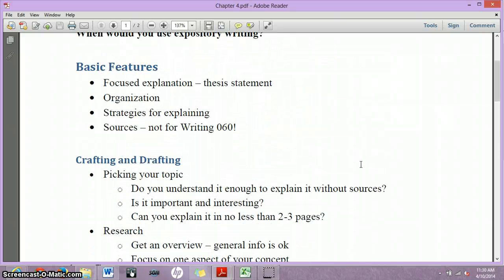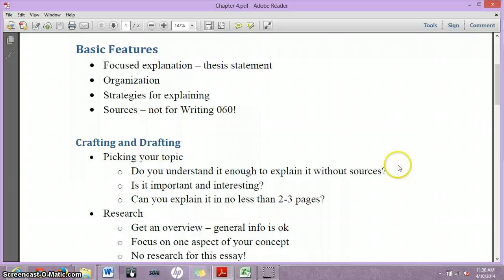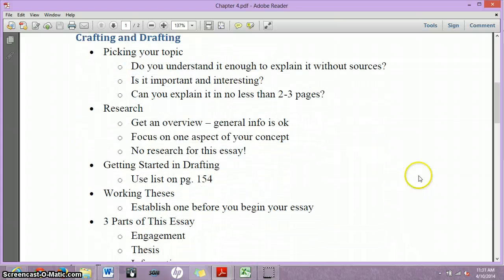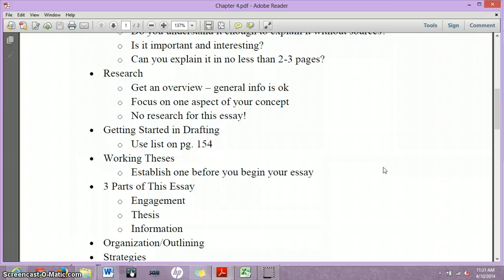Be sure that you have the basic features down and that you understand what expository writing is. Again, it's simply explaining something, providing information to your reader, and then use that last part of the chapter about how to actually craft and draft your own essay as you work on your paper. That's the whole point of that portion of each chapter, is to help you write. It's pretty much a how-to on building that type of essay. So use it. Use the explanations and samples that they give, and do your best to apply that to your own writing. So if you have any questions, as always, let me know.